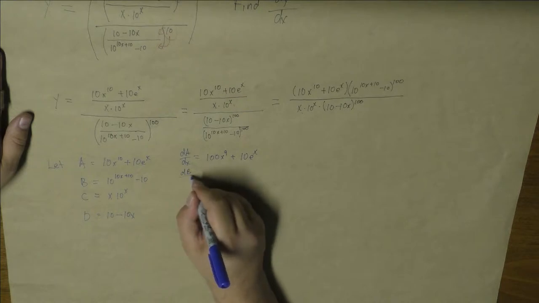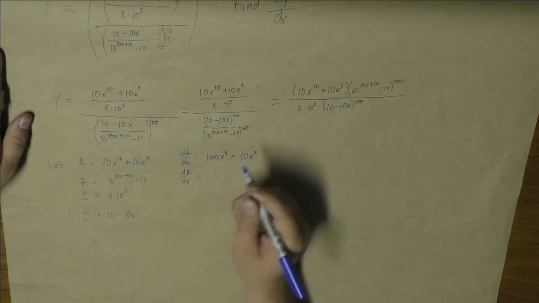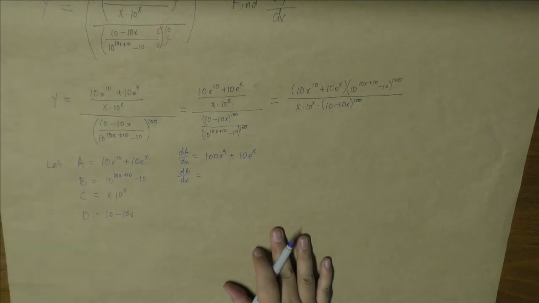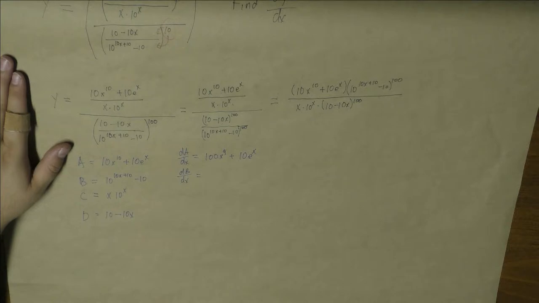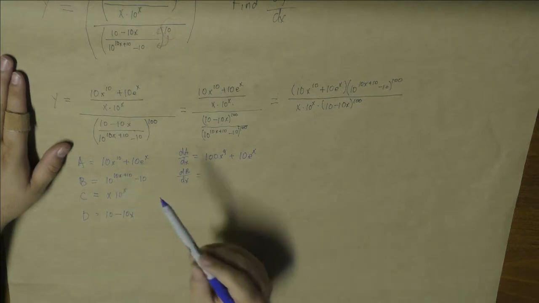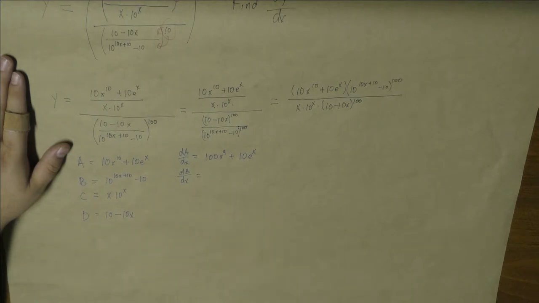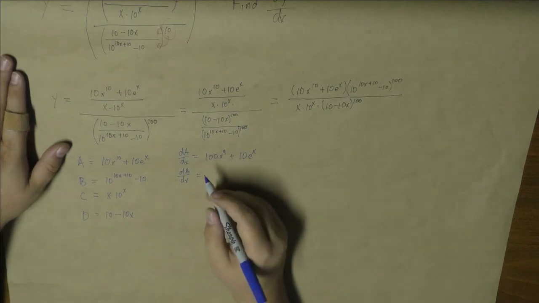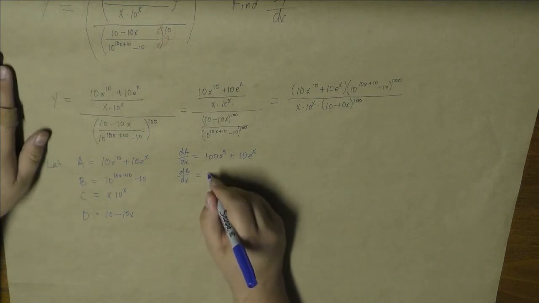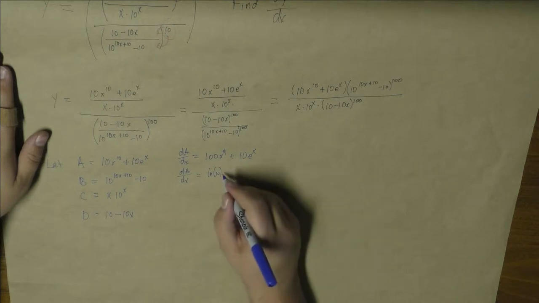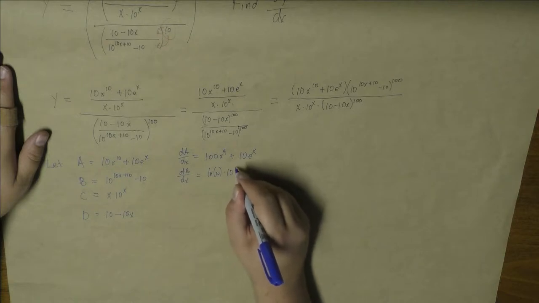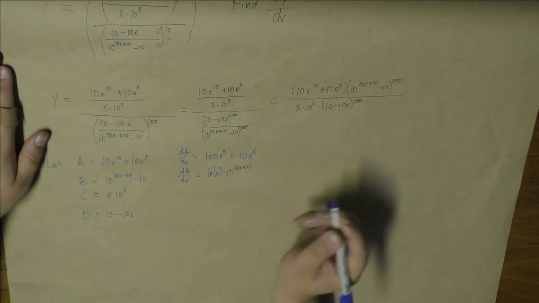We also want db dx, which is going to be equal to, now we can ignore the minus 10, the derivative of that is 0. The derivative of a power of an exponential is the natural log of the base, which in this case is 10, so that's the natural log of 10 times the original function, which is 10 to the 10x plus 10.